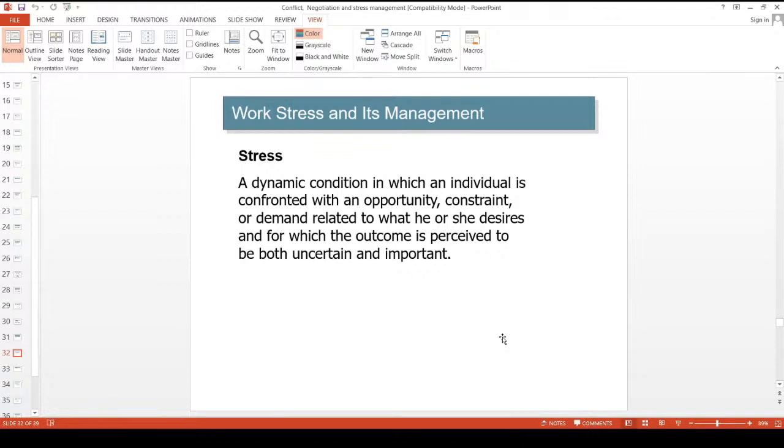And usually the stress is there whenever the outcome is very important for you, and that is also uncertain. For example, you are not certain about achieving that particular outcome. So these are the different conditions which constitute a sort of stress situation.